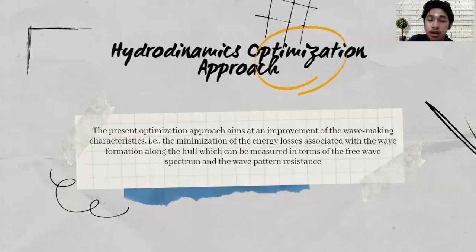So yeah, after that, we get to perform the hydrodynamic optimization approach. What is it? It is actually the present optimization approach that aims at an improvement of the wave making characteristics, like the minimization of the energy losses associated with the wave formation along the hull, which can be measured in terms of the free wave spectrum and the wave pattern resistance.